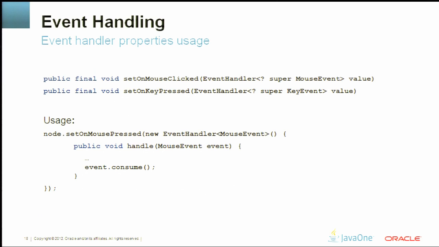Okay, I have an example here. I have here the declaration of onMouseClicked and onKeyPressed methods. You will see that they take an event handler for their respective types of events. And you can actually put an event handler for any, like for mouse clicked, you can put an event handler for MouseEvent or any superclass like InputEvent or just Event. So here's an example of how we will use it. Simply, you create a new event handler and then you implement the handle method.